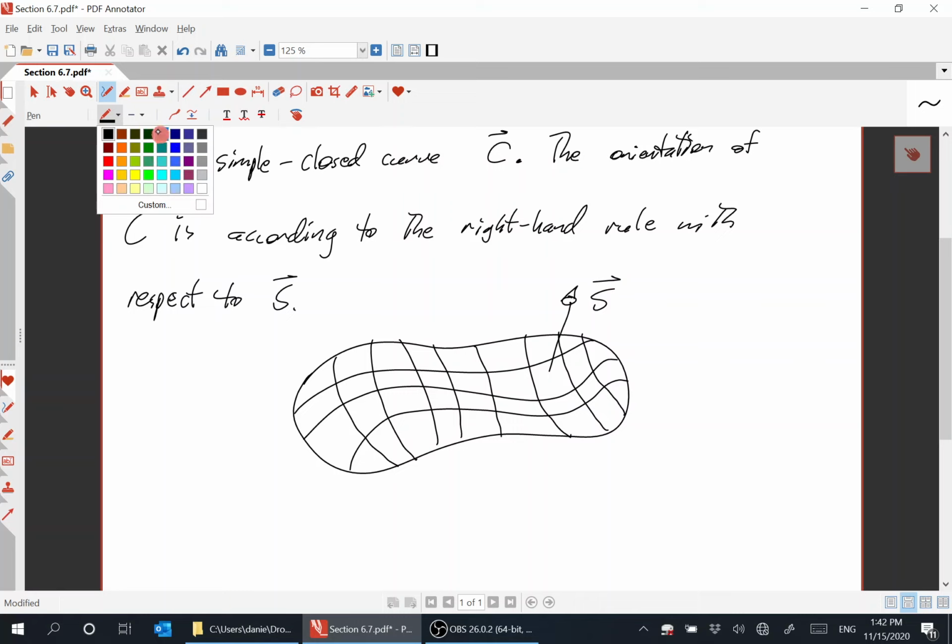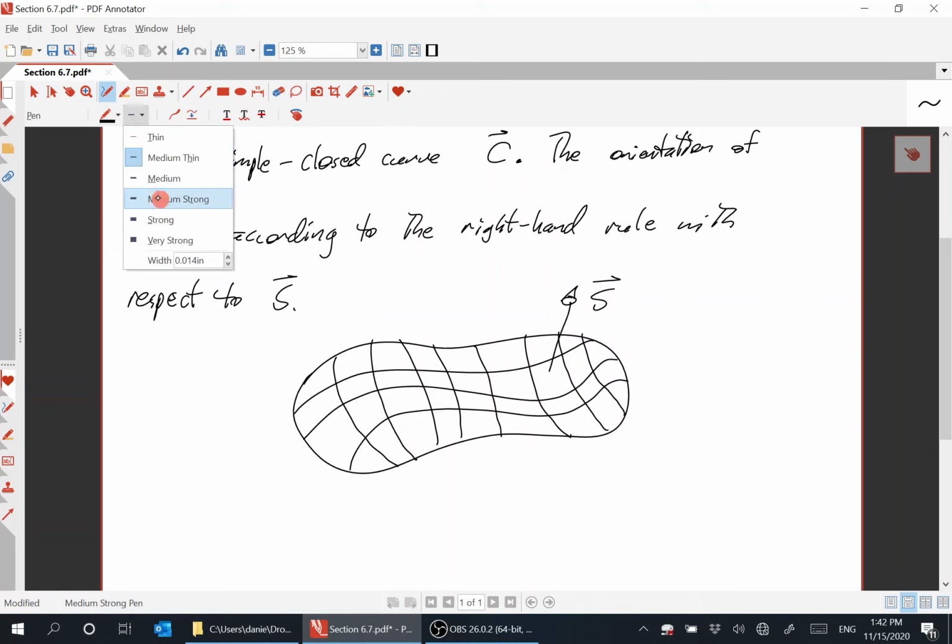Now C is the boundary of this two-sided surface, which is supposed to be, in the case of Stokes' theorem, a simple closed curve, which has one of two possible orientations, right? We are stating Stokes' theorem for the orientation which respects the right-hand rule.